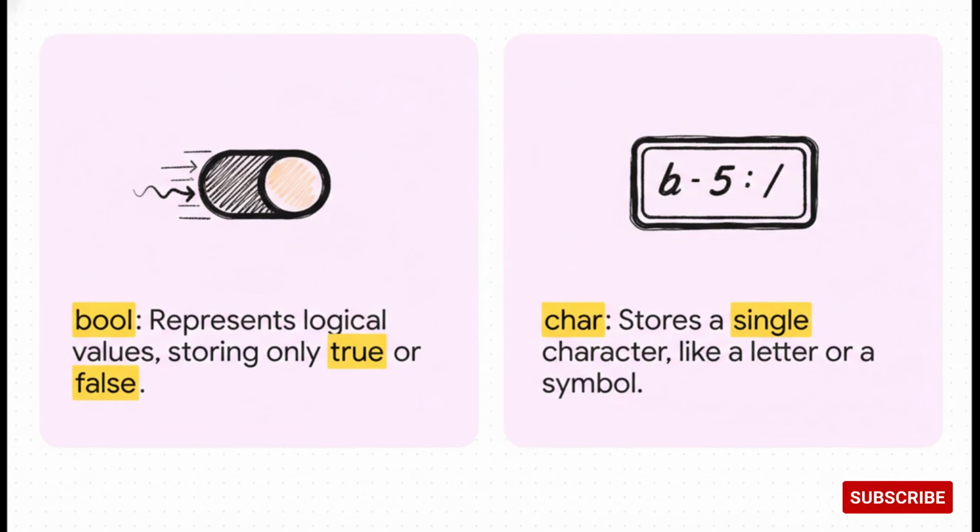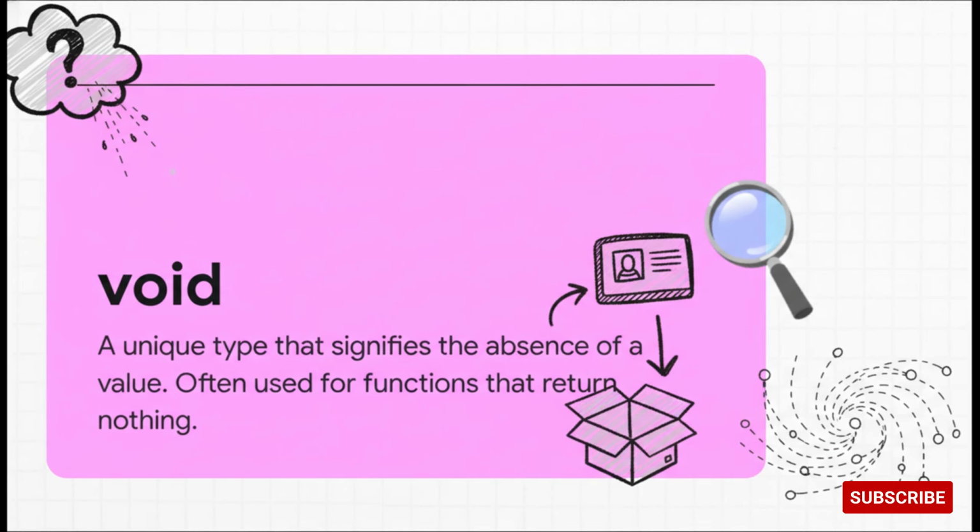Now for a couple of real specialists. The bool type is basically a simple on-off switch. It can only ever be true or false. It's perfect for making decisions in your code. And char is your super simple tool for storing just a single character, like the letter A or a pound sign. And finally, in the primitives, we have void.